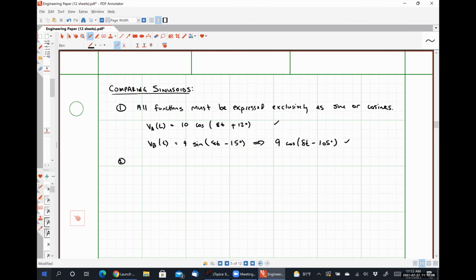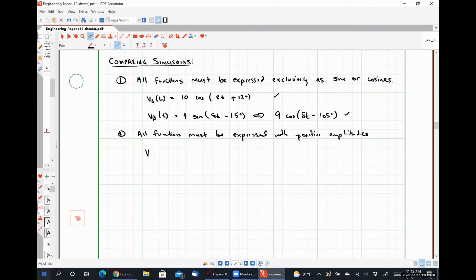Our second criterion is that all of our functions must be expressed with positive amplitudes.